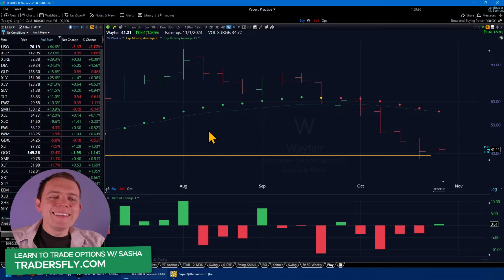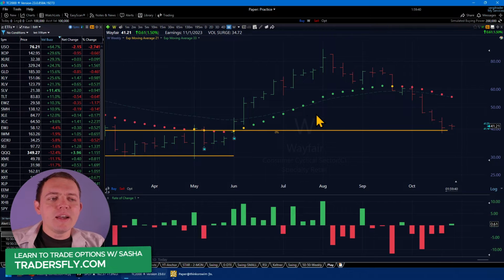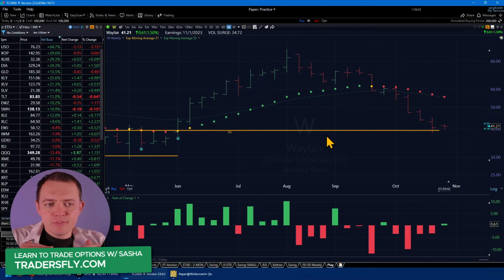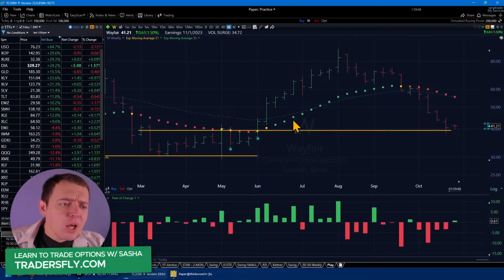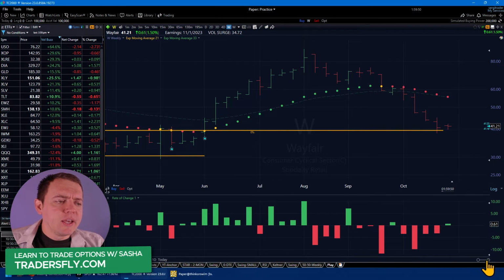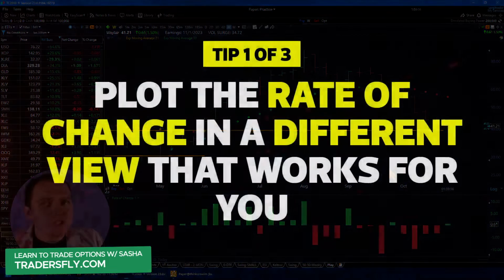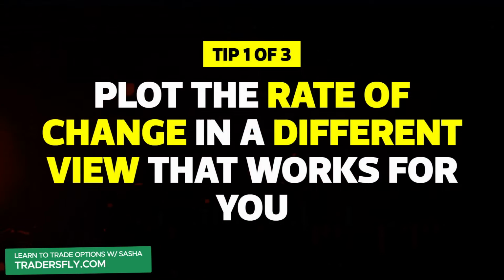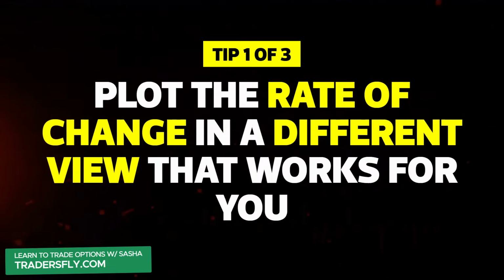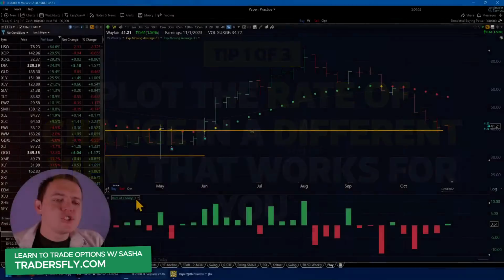Now, unfortunately, that rate of change at the beginning is not always the best type of indicator from the ground up. You need to look at it and tweak it to your needs. So what I like to do with this indicator, and I'll give you a couple of tips for it, is make sure you plot it in the view that you like. So that's probably the first big thing: plot the rate of change in a different view that works for you. There's a few different choices here.